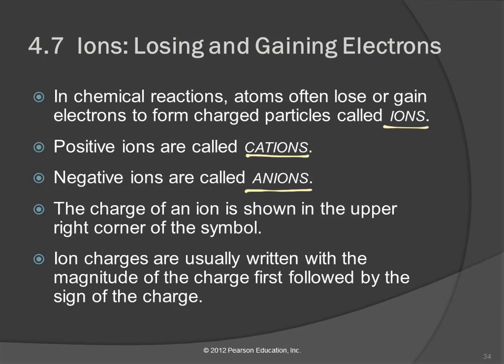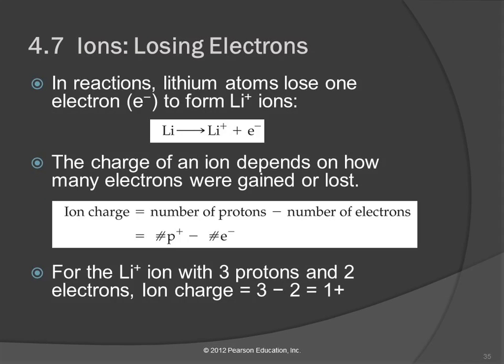When we write the symbol for an ion, we use the element symbol for that element, and then we put the charge as a superscript in the right corner. And we usually write those charges with the magnitude first and then the sign. And that's a little different than what we do for math. So here's an example. Here's a lithium ion. It has a +1 charge.